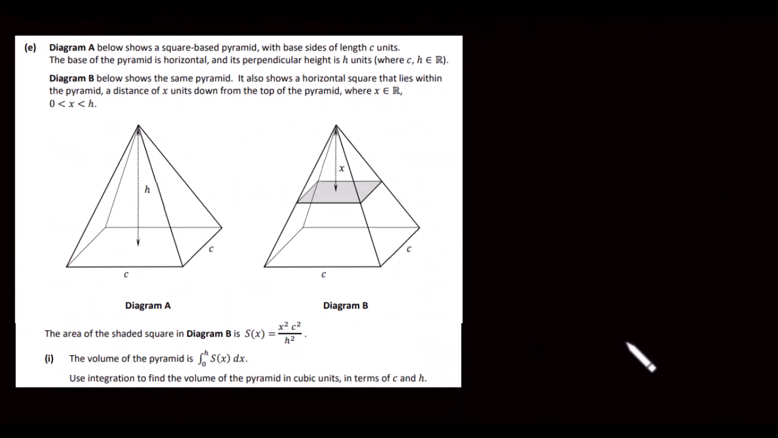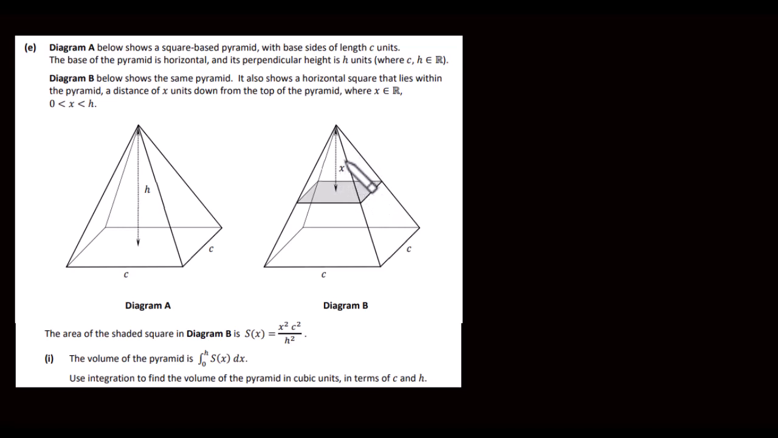Okay, next part then. Part E. Diagram A below shows a square-based pyramid with base sides of length c. So we can see that here, and has a perpendicular height of h here. Diagram B shows the same pyramid. It also shows a horizontal square that lies within the pyramid. That's the shaded square in here. A distance of x units down from the top of the pyramid.